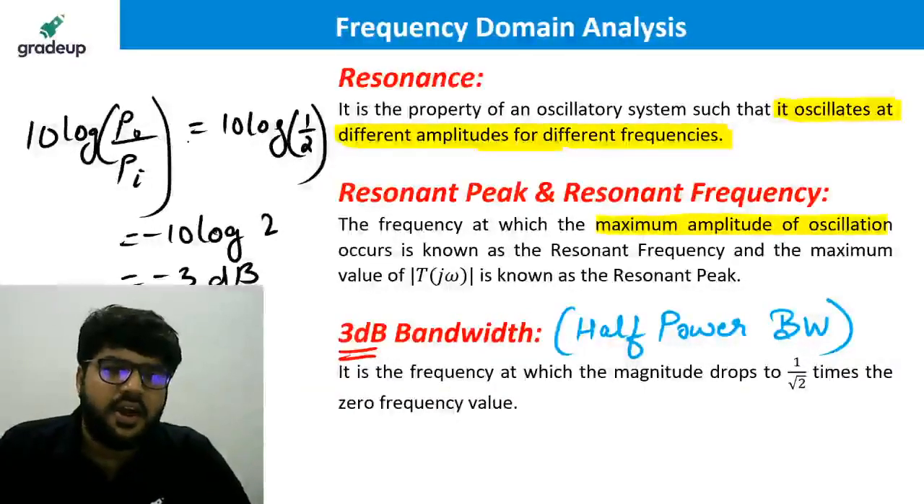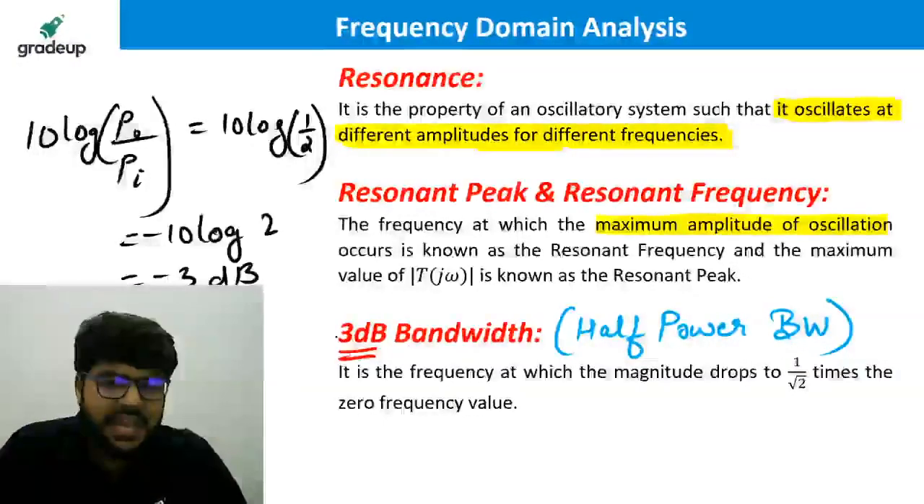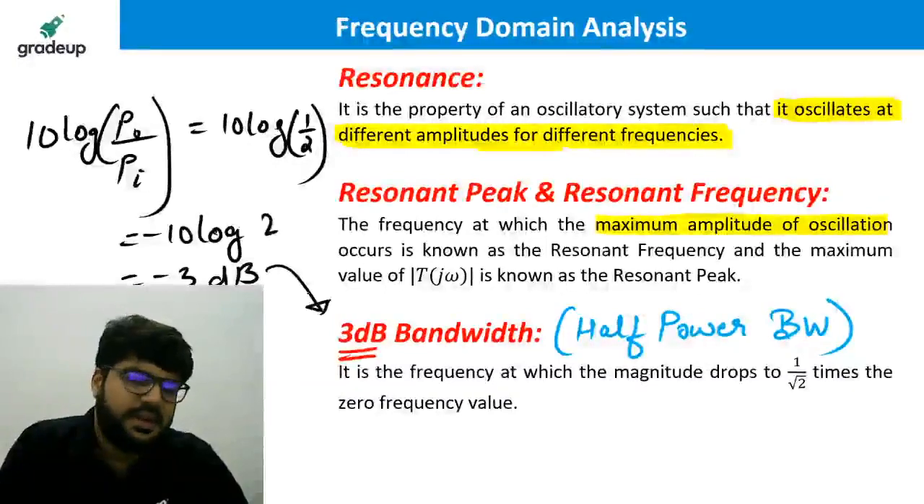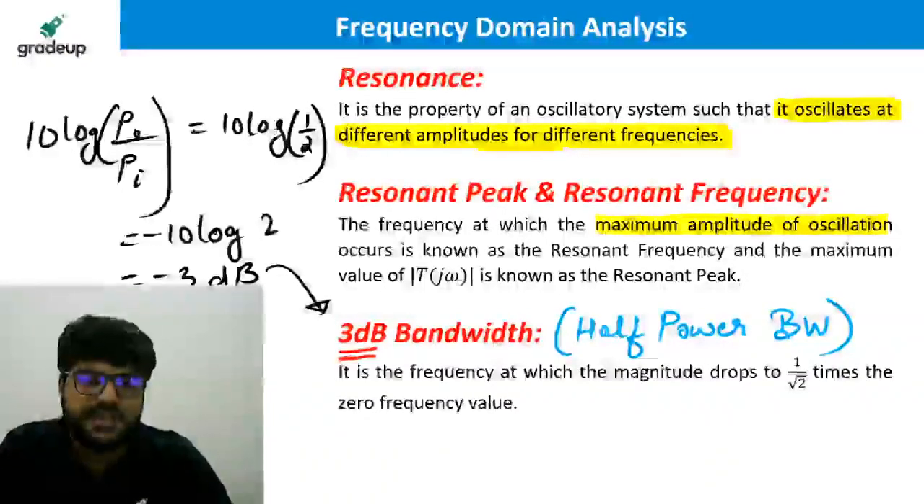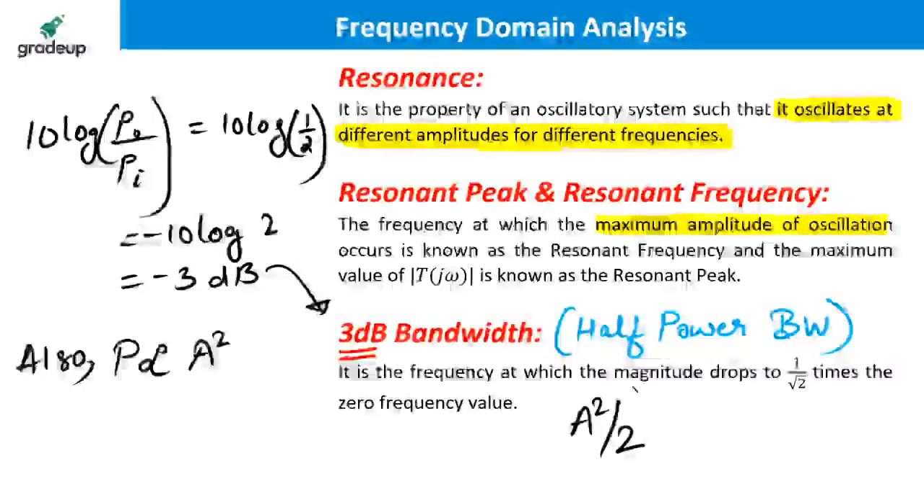So with 10 log P naught by Pi, half power bandwidth is the frequency at which the power becomes half. That means the power reduces by 3 dB. Becoming half, in the decibel scale, the power is said to reduce by 3 dB. Also, the power of a signal: if you have studied anywhere before, in networks or signals, what is the power of a sinusoid signal, it is given by A squared by 2. And not only for a sinusoid, for any periodic signal, power is basically proportional to amplitude squared.